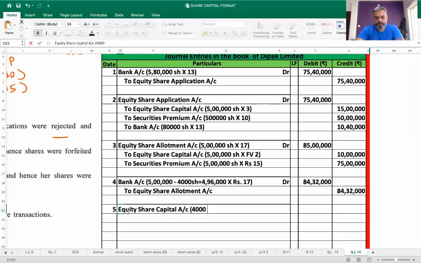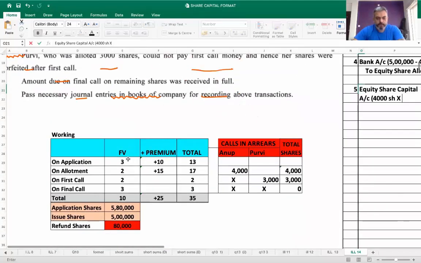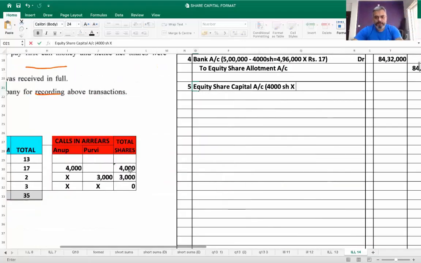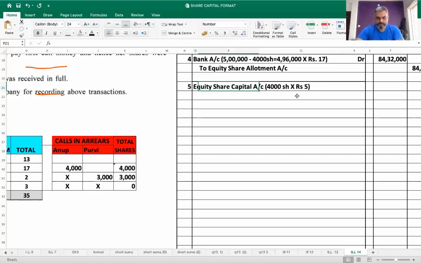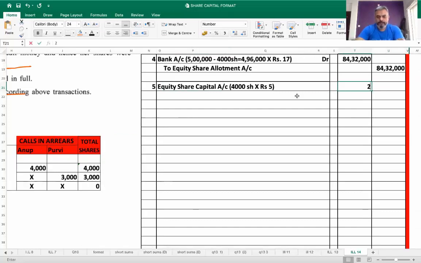Now 4,000 shares into what? Into amount called up so far towards face value. So we have called up 3 and we have called up 2. So rupees 5 is what we have called up for the face value. So we have raised capital by rupees 5, so we will reduce capital by rupees 5. So 20,000.